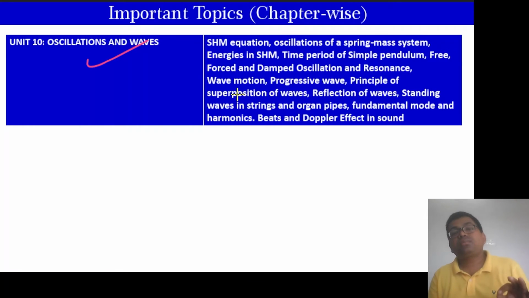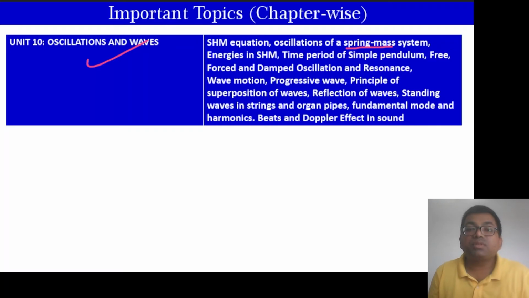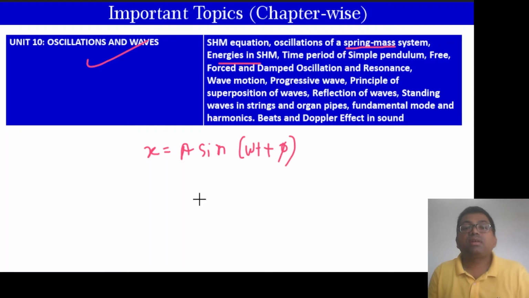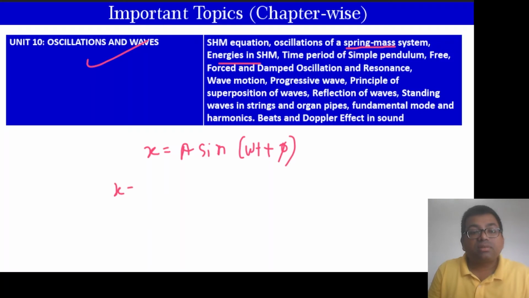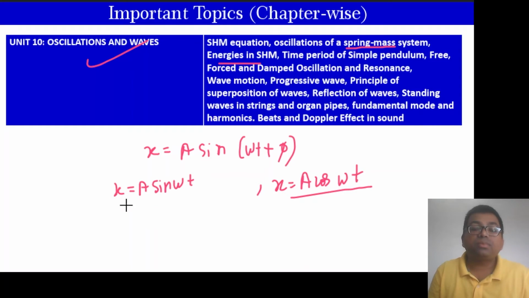Oscillation and waves is an important topic because of SHM, particularly the spring mass system. Oscillation of a spring mass system without any frictional loss is called free oscillation. Then the formulas for energies. So x is equal to a sine omega t plus phi, the general equation, and then you can use it according to the condition. For example, if the body starts from the mean position, then x is equal to a sine omega t, and x is equal to a cos omega t when it starts from the extreme position.